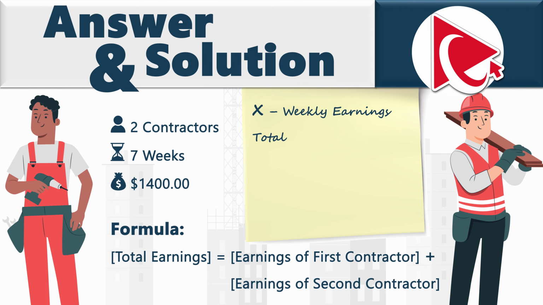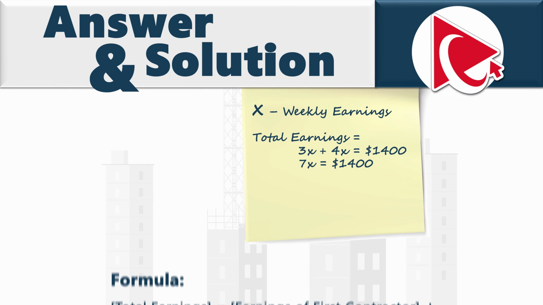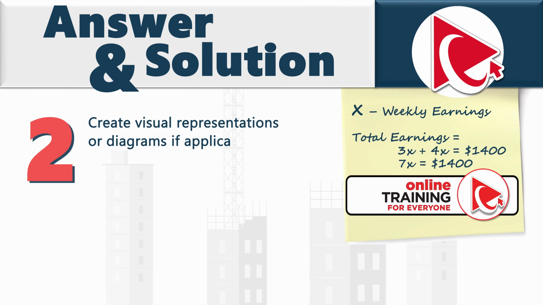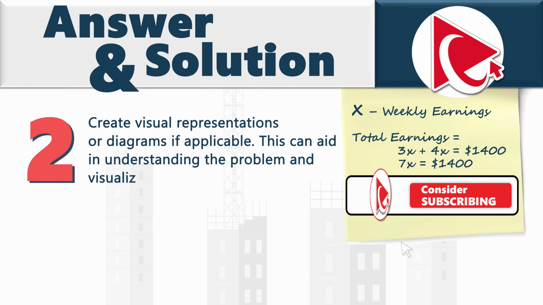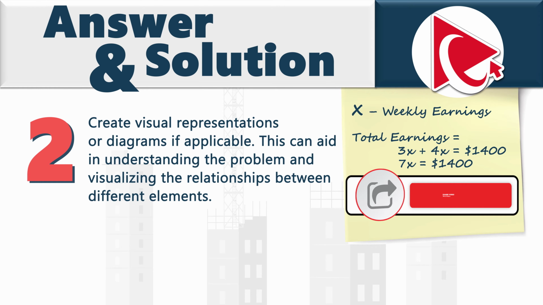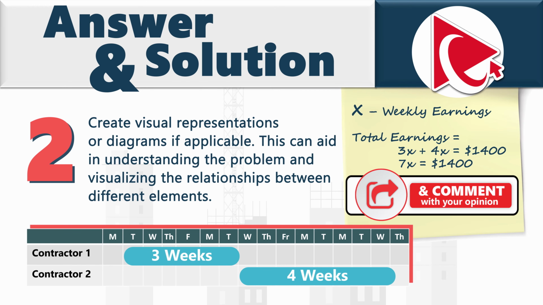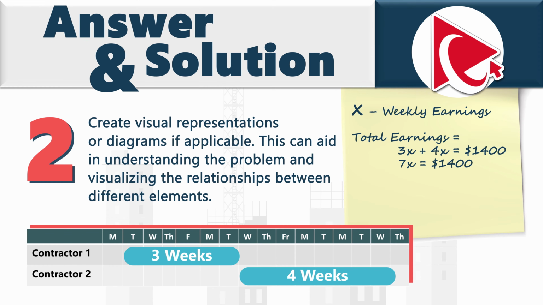Our total earnings would be 3X for the first contractor and 4X for the second contractor, and total would be equal $1,400. 7X would be equal $1,400. Let me give you another tip here. It always helps to create visual representation or a diagram if applicable. In this case, it could be a project plan where you have contractor 1 working for 3 weeks and contractor 2 working for 4 weeks.